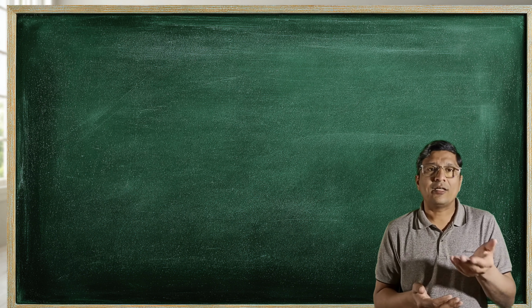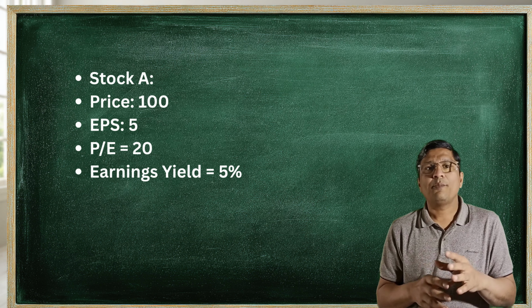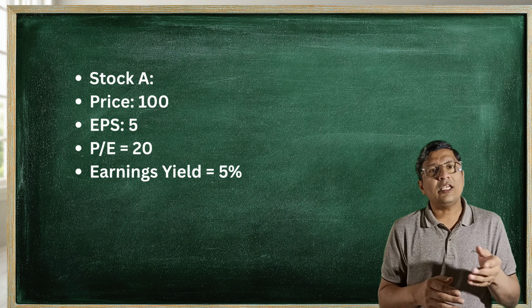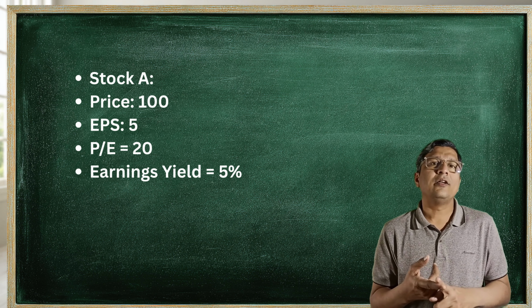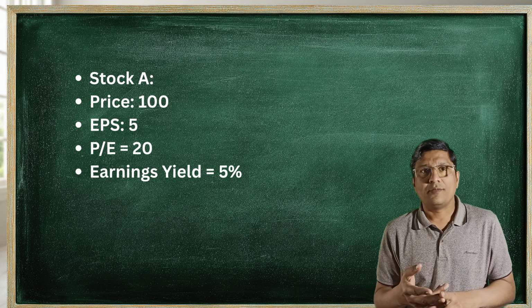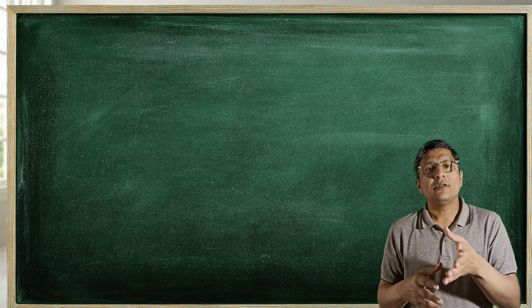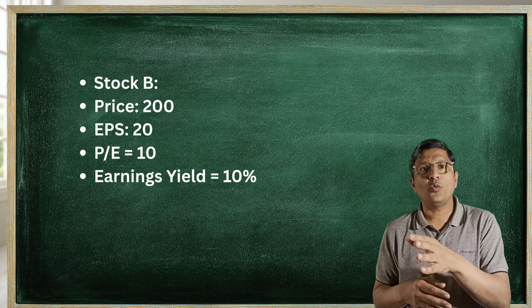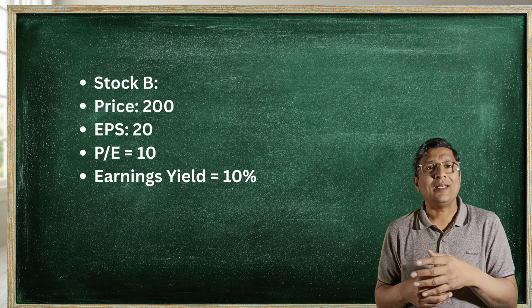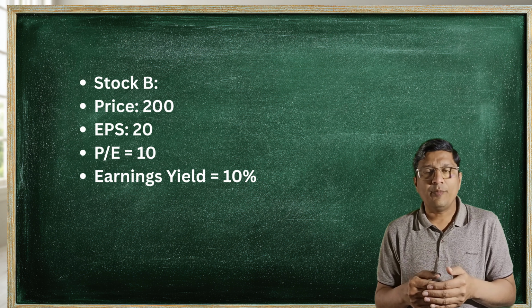Let's make this practical. Stock A has a price of 100 and an EPS of 5. So the PE will be 20 and the earnings yield will be 5%. And stock B has a price of 200 and an EPS of 20. So the PE will be 200 by 20, which is 10. And the earnings yield will be 10%. Stock B is giving you more earnings return for the price you pay.